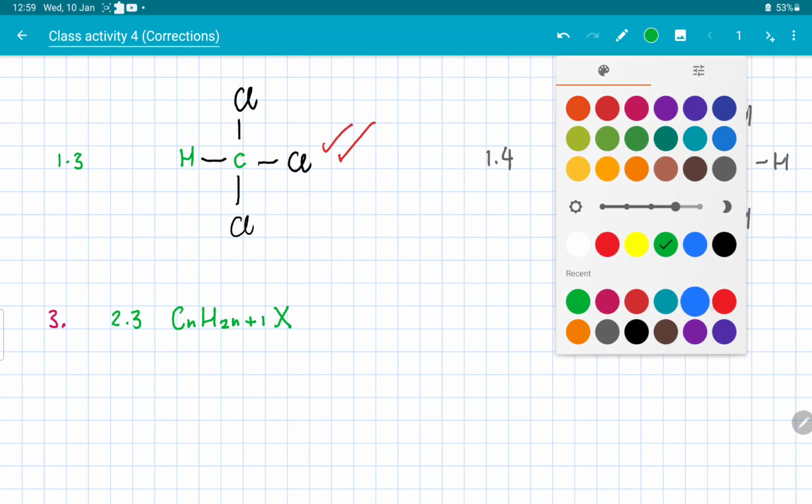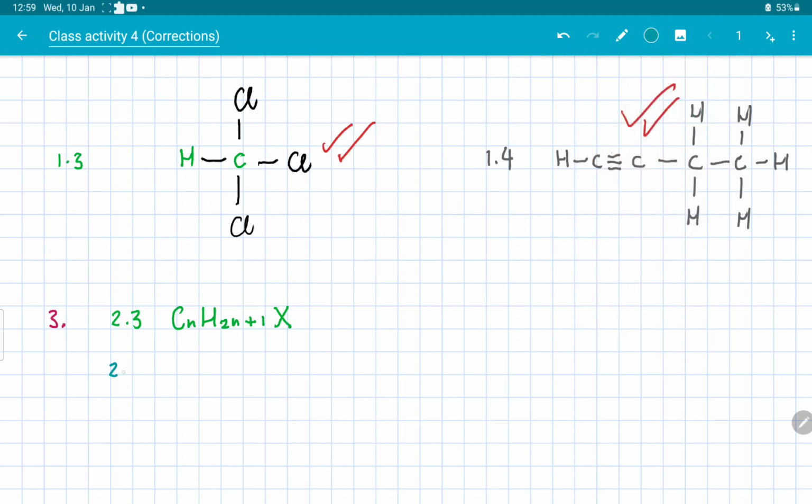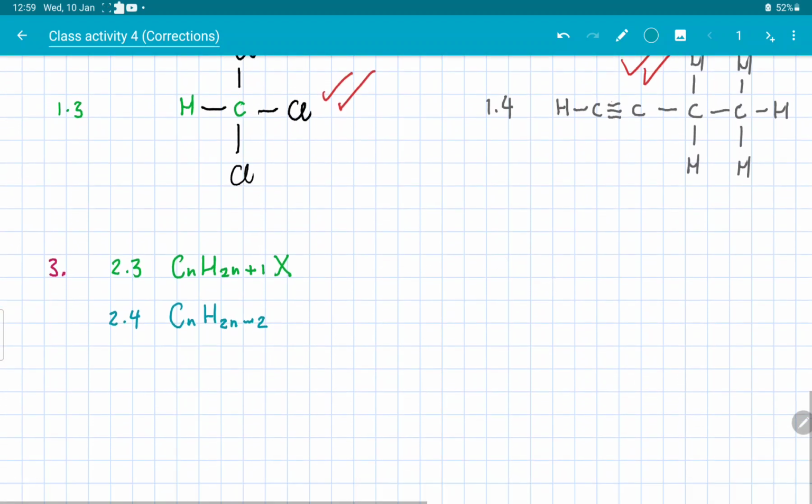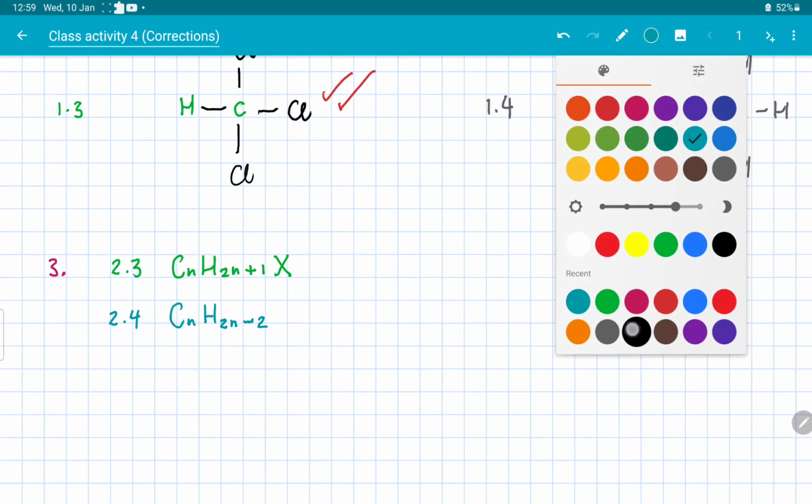And then for 2.4, I check, it is an alkyne. The alkyne is CnH2n minus 2. So it's a but... C4.